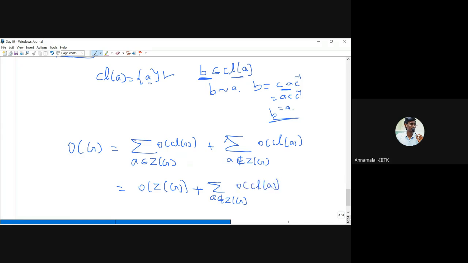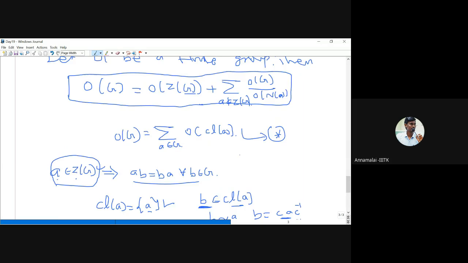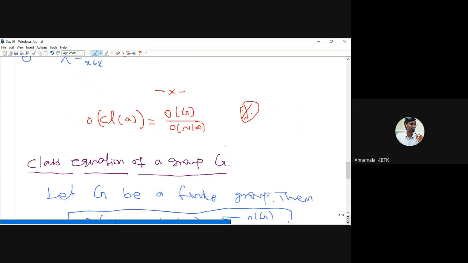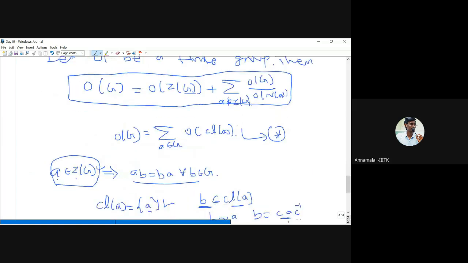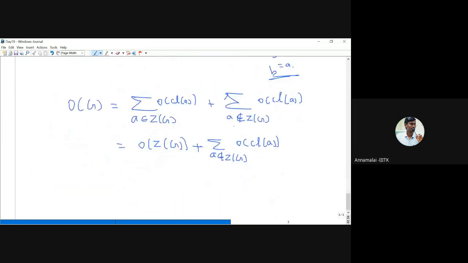But we know there is a relation between the order of CL of A and N of A: the order of CL of A is nothing but the order of G by the order of N of A. So this is equal to the order of Z of G, the center of the group, plus the summation over A not in Z of G, where the order of CL of A can be written as the order of G by the order of N of A.